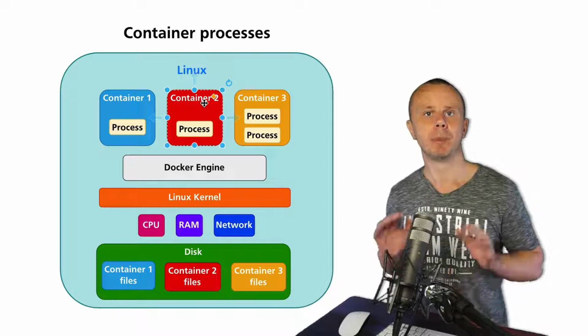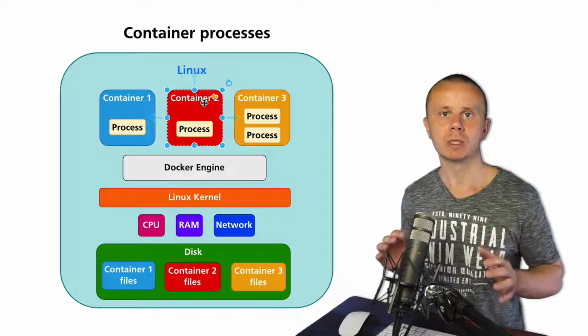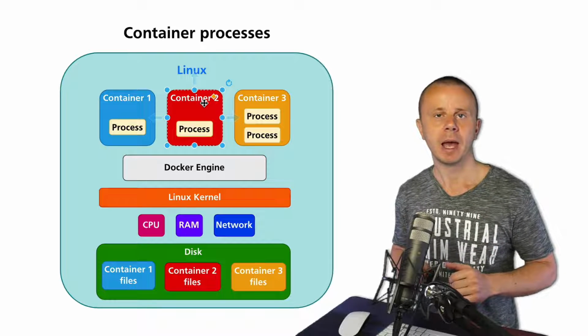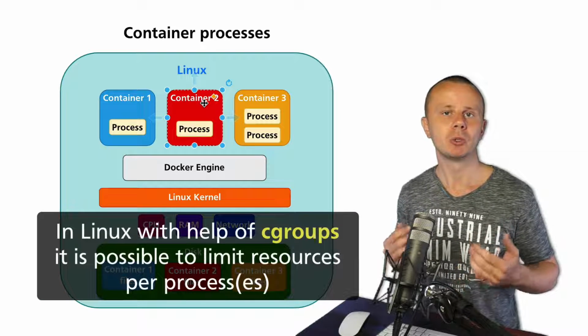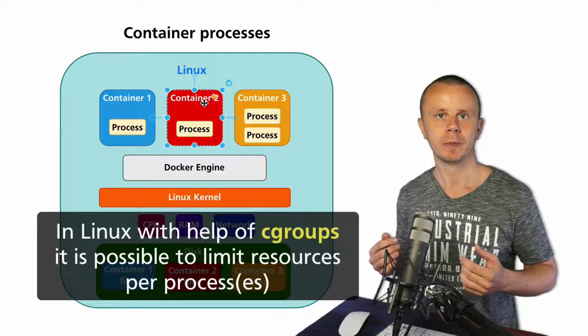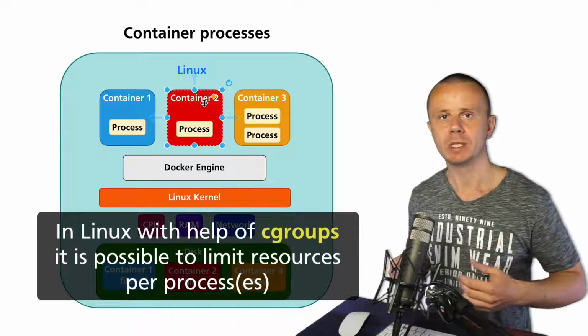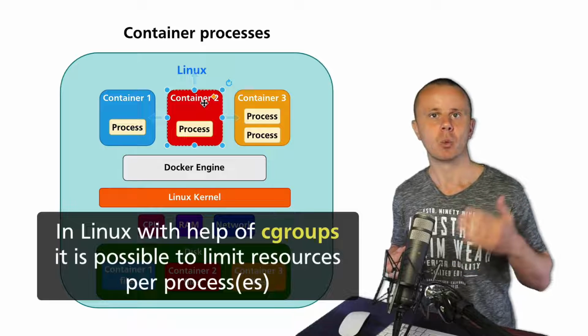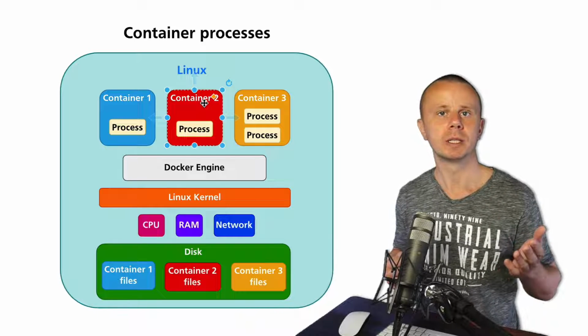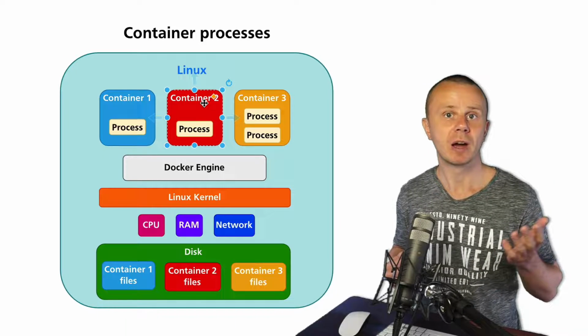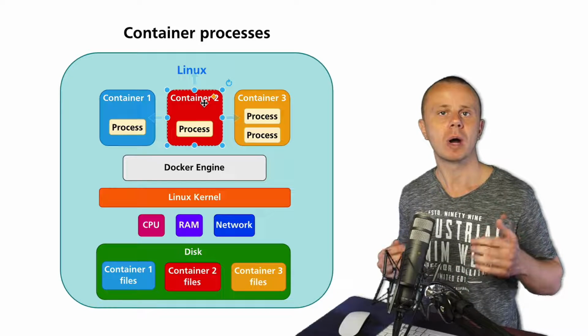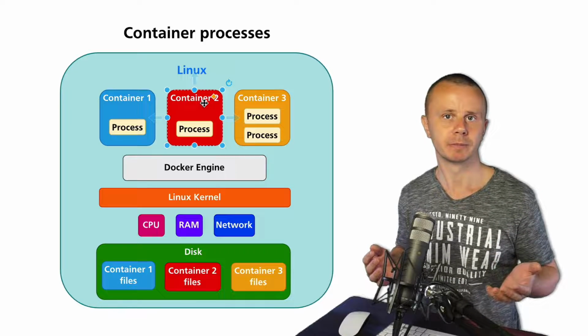But of course, it's possible to limit resources for every container. And it is possible in Linux by using cgroups, control groups. And you are able to say that, for example, container 1 may not use more than, let's say, 512 megabytes of RAM, or half of CPU, something like that.